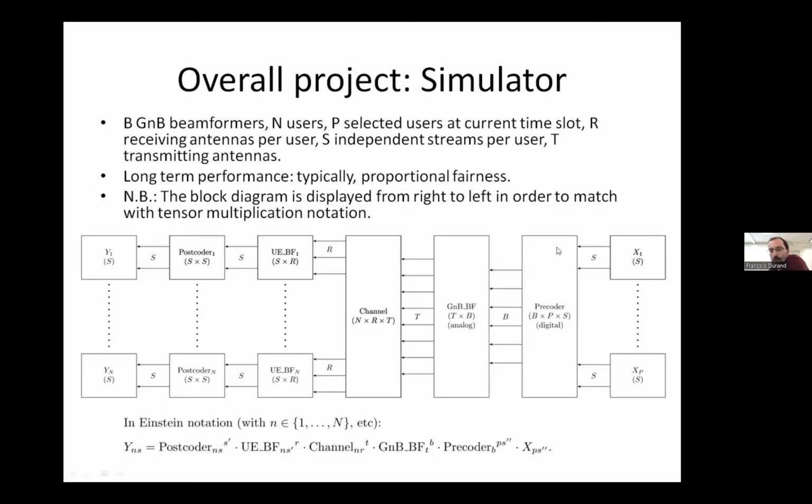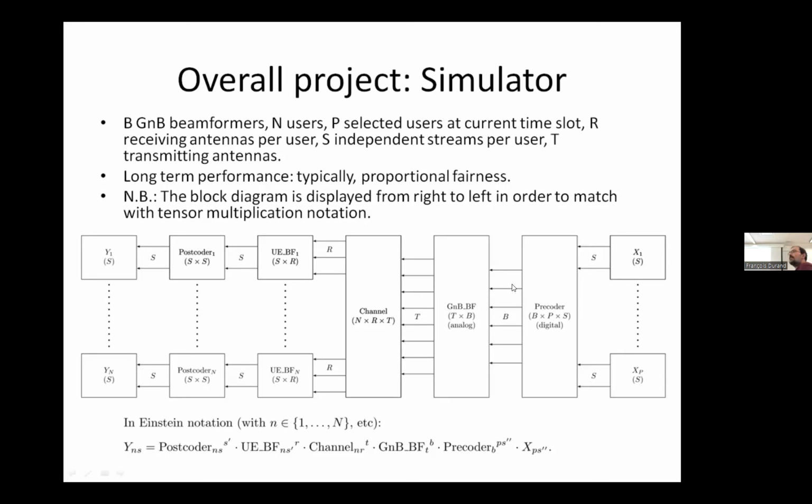Then we have the digital precoder. Then we have a block for the analog beamforming. Then here we have the physical channel. And in the general architecture, we also have the possibility to have some beamforming on the user equipments and some postcoding before going to the final received signal. And this corresponds simply to a tensor multiplication that can be written, for example, here in Einstein notation.